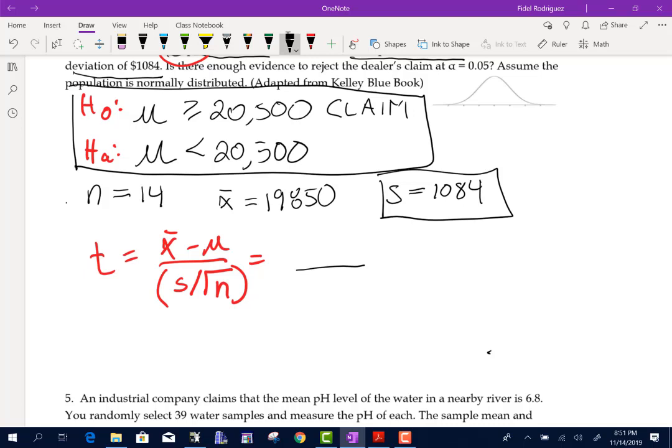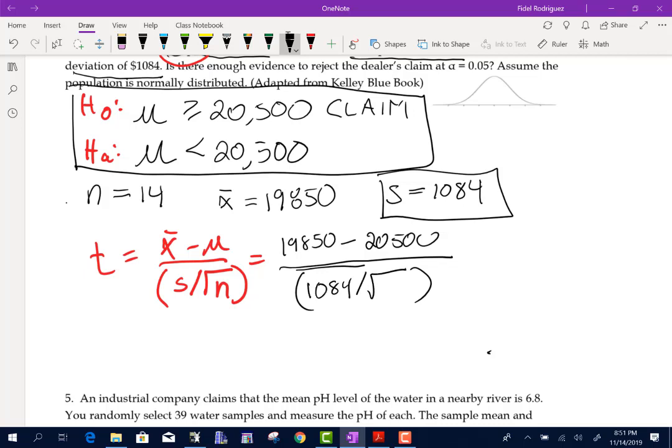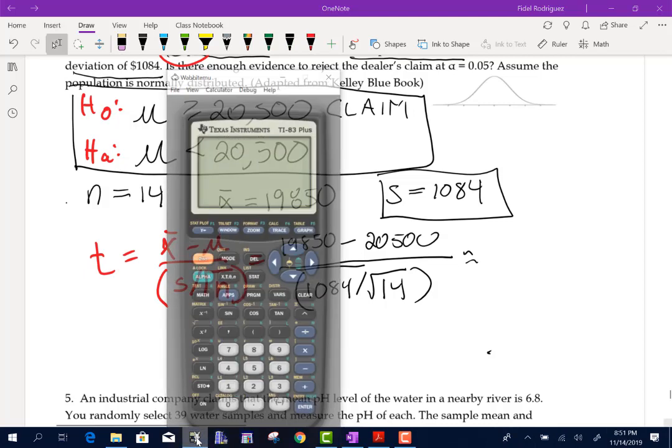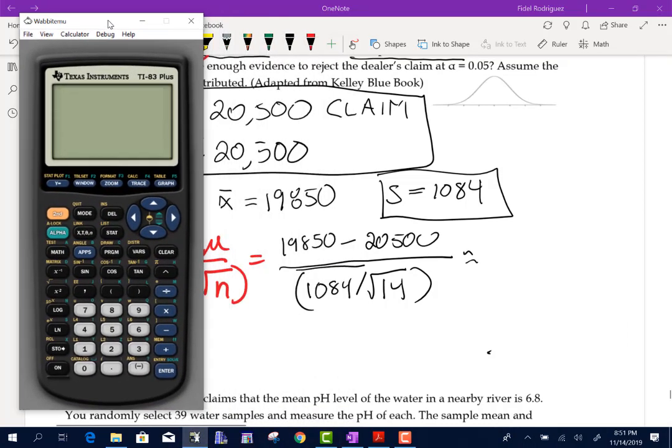All right, let's see. What's our x bar in this case? 19,850, right? So 19,850 minus, what is our mu? 20,500, very good, okay. Divided by, what is my s? 1084 divided by the square root of our n, which was 14, okay? So, grab my calculator, where is it? Here we go.